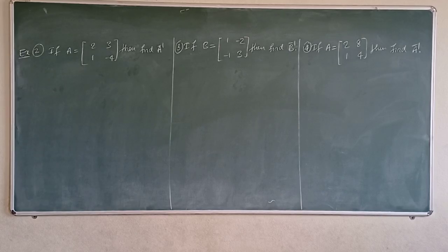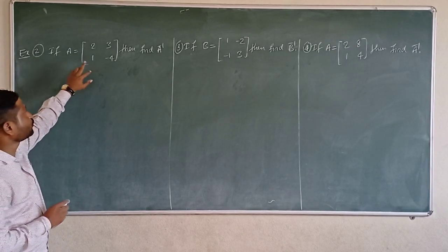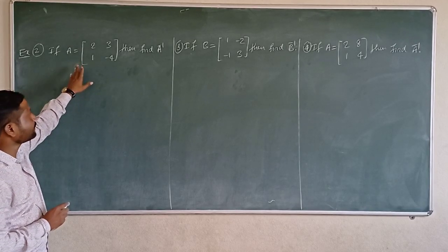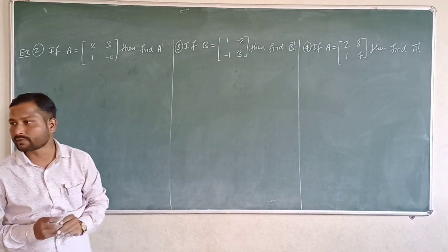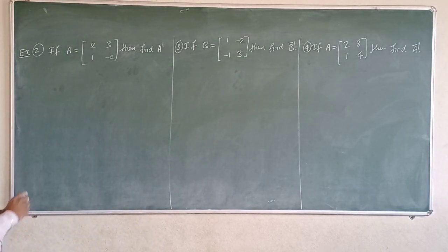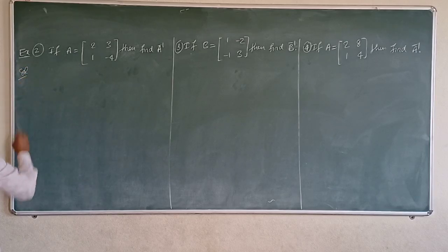Okay, take up the next example, number 2 now. If A is equal to the matrix 2 3 1 4, a given matrix, then find out its A inverse and B inverse and again that is A inverse. They have given totally 3 questions now, right? So let us practice.